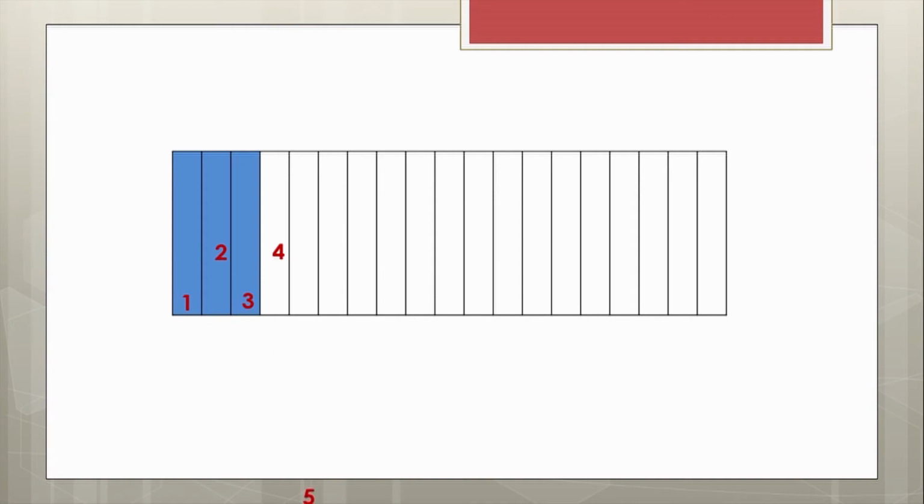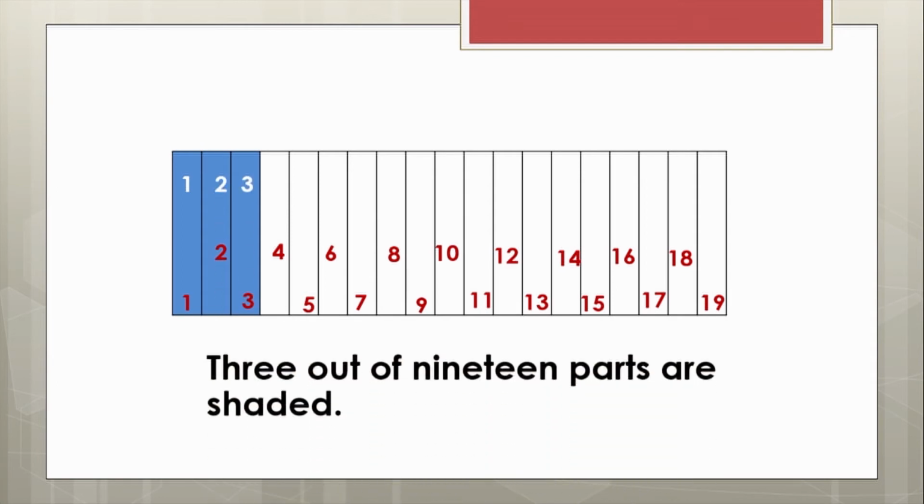1, 2, 3, 4, 5, 6, 7, 8, 9, 10, 11, 12, 13, 14, 15, 16, 17, 18, and 19. How many pieces were rotten? That's correct, 3. Let's count to see. 1, 2, 3. So 3 out of 19 parts were rotten, and that is called 3/19ths. Okay?